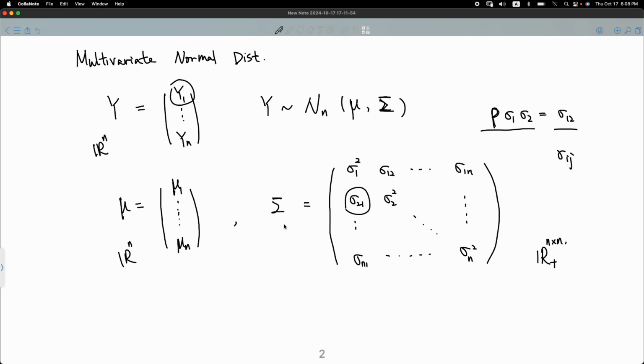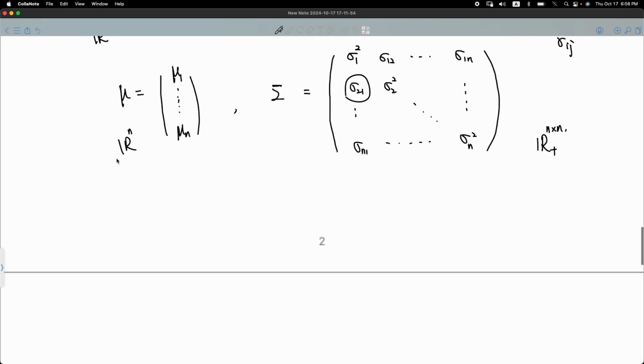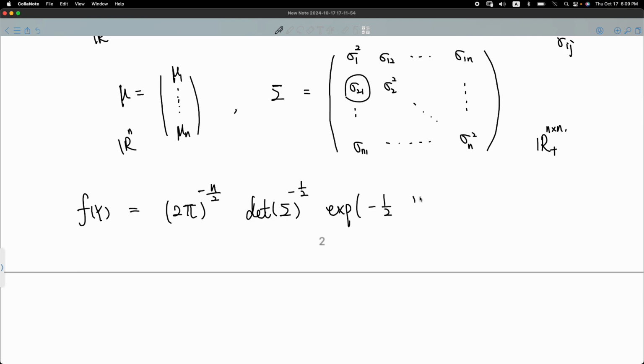Okay, so that's that. And then let's write down the density function. The density function now is going to be in a vector matrix multiplication form. So here we will have the 2 pi again, but raised to the power of negative n over 2. And then you will have the determinant of this sigma matrix raised to the power of 1/2. And then you will have the exponential term of negative 1/2, and then y minus mu. So y is a column vector with n elements, mu is also a column vector with n elements, and then you will need to take the transpose.